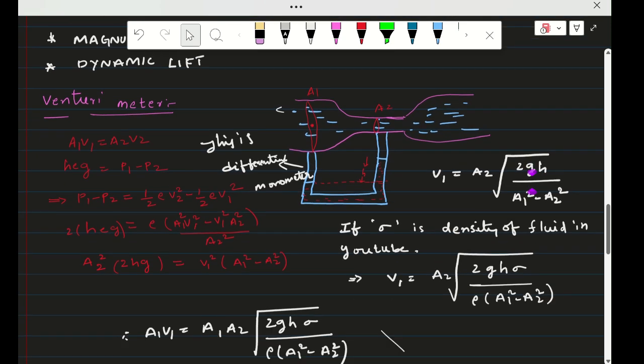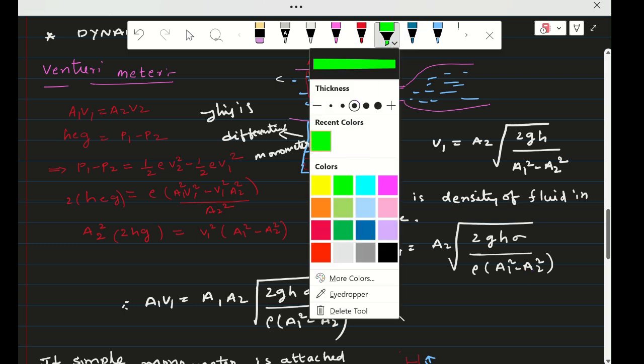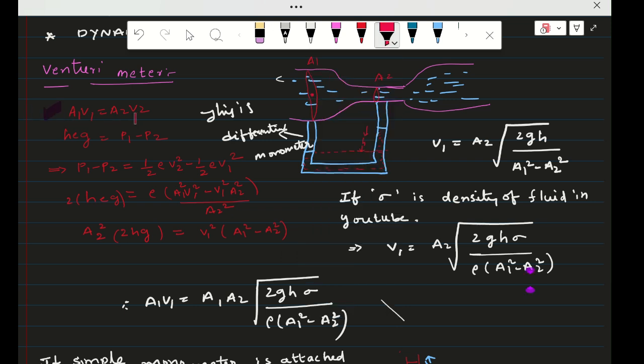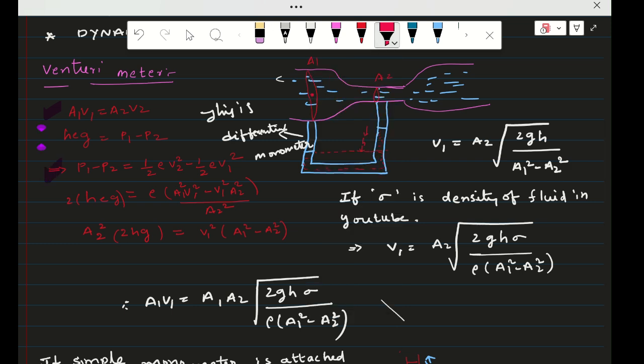in that topic. So now coming to the Venturi meter. Here you have to remember only three steps. One is A1 V1 is equal to A2 V2. So the point to remember is A1 V1 is equal to A2 V2. Similarly, the pressure energy equation, Bernoulli's equation. So P1 minus P2, pressure energy.